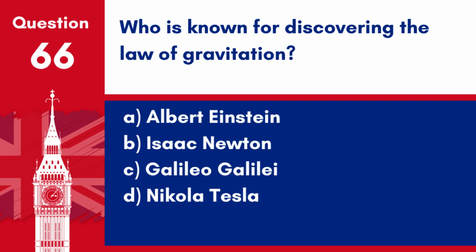Question 66. Who is known for discovering the law of gravitation? A. Albert Einstein. B. Isaac Newton. C. Galileo Galilei. D. Nikola Tesla. Answer B. Isaac Newton. Sir Isaac Newton is credited with discovering the law of gravitation, a fundamental force governing the motion of objects in the universe.